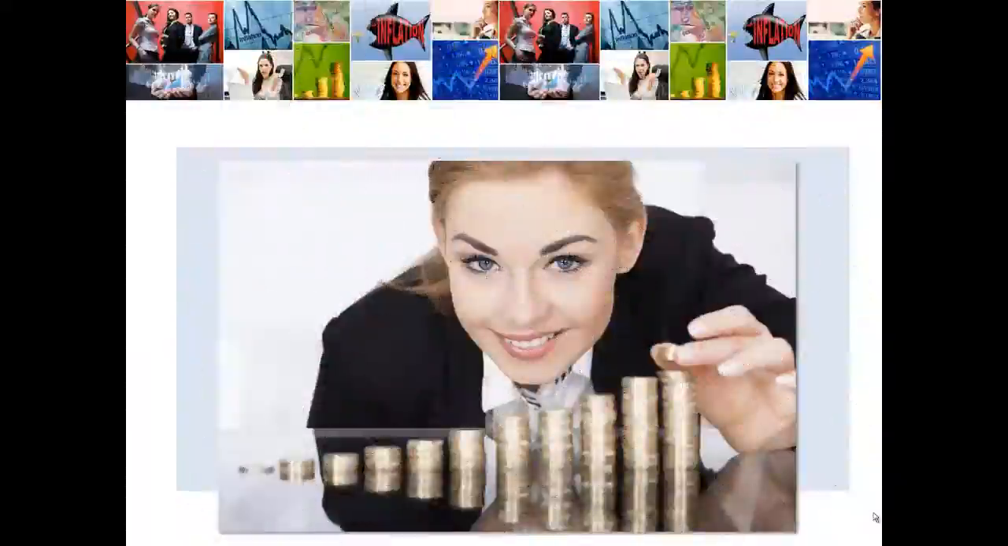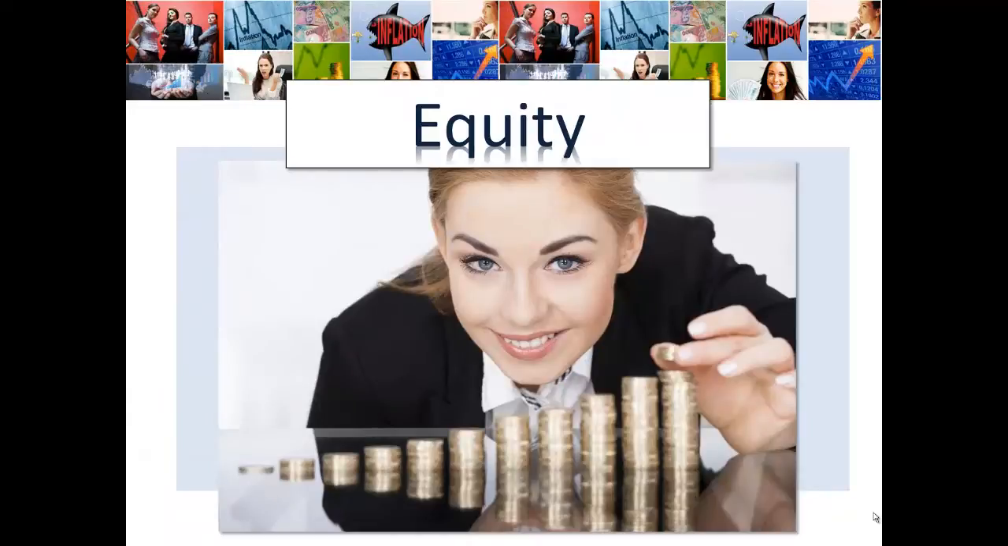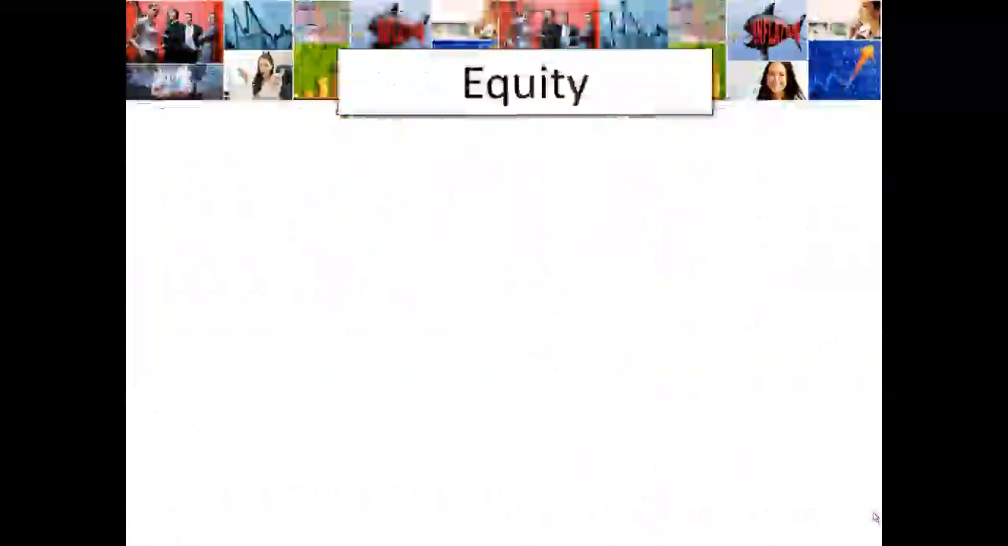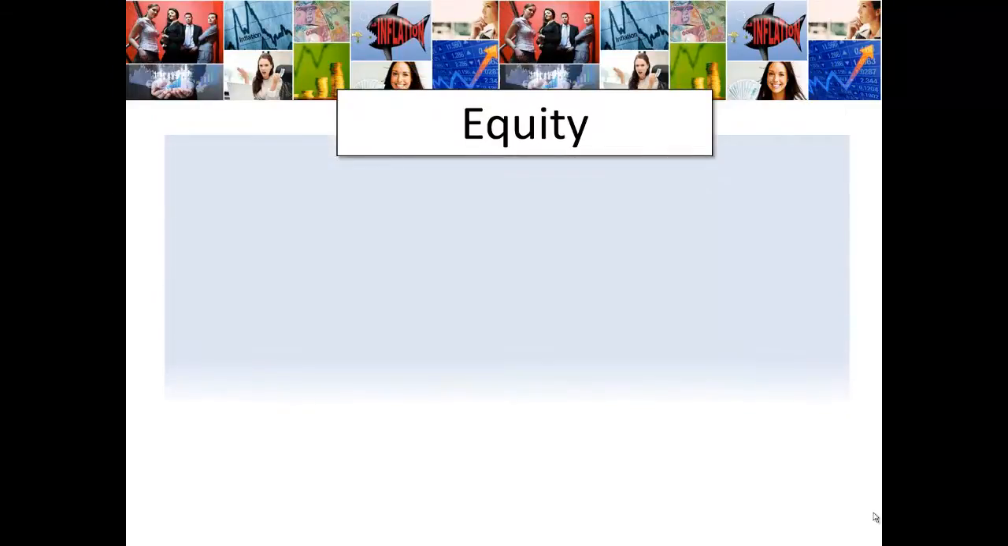Okay, hello and welcome to today's lesson. Today we are taking a good long look at equity. And then we'll quickly finish up with a brief introduction to the income statement and also the balance sheet. So equity, here we go. Equity, what is it?